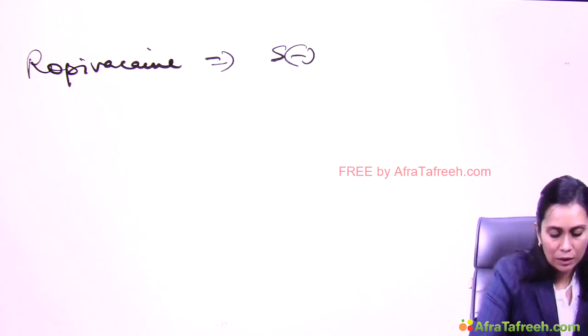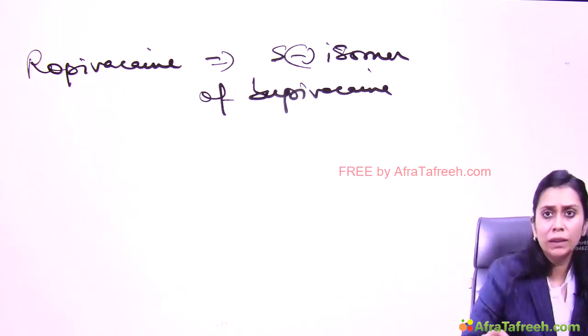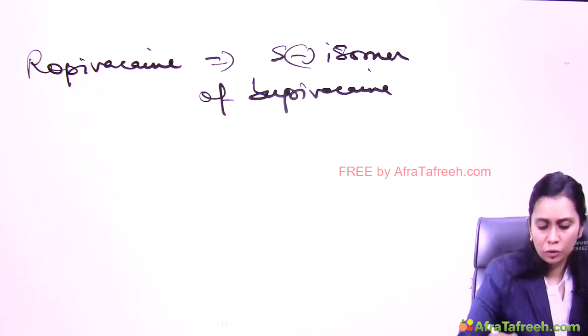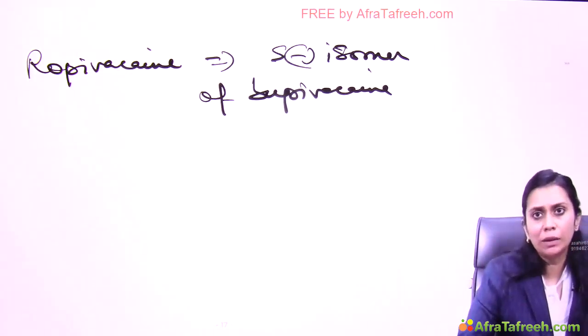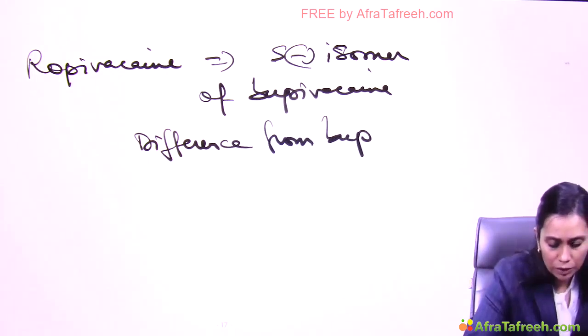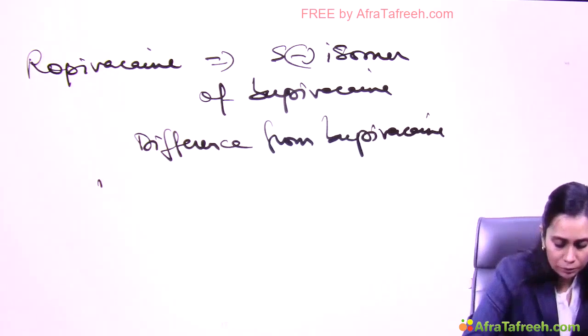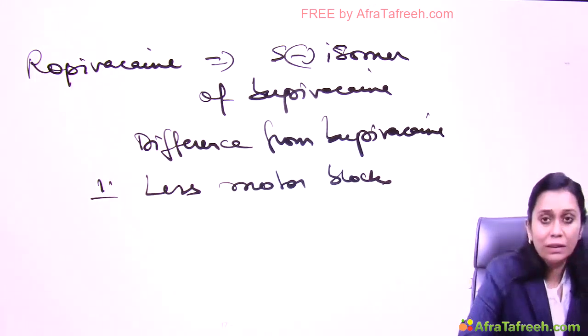What is ropivacaine? It is the S isomer of bupivacaine. Bupivacaine is a racemic mixture of S and R isomers. When the drug was studied, the problems were because of the R isomer, the work was because of the S isomer. So the S isomer was separated and ropivacaine was made, which differs from bupivacaine in 3 points. Number 1, less motor block.